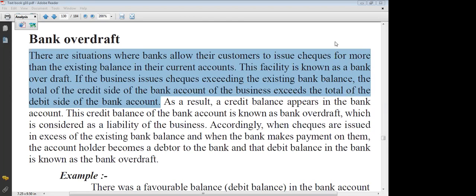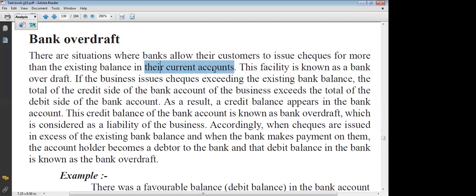There are situations where banks allow their customers to issue checks for more than the existing balance in their current account. This facility is known as a bank overdraft. If the business issues checks exceeding the existing bank balance, the total of the credit side of the bank account of the business exceeds the total of the debit side of the bank account.